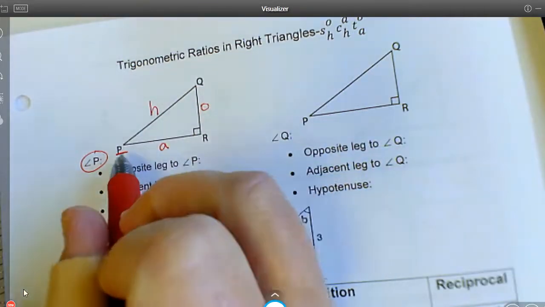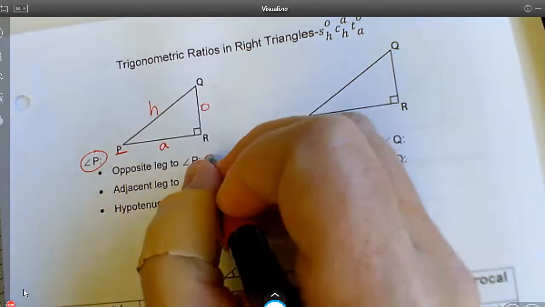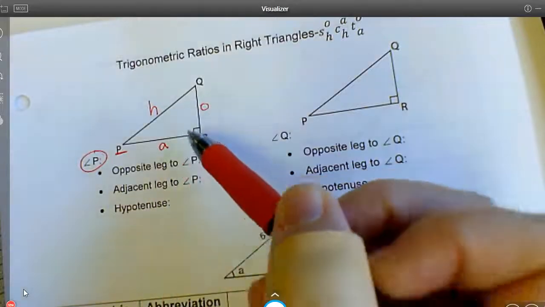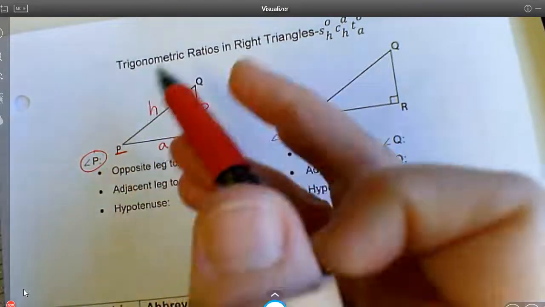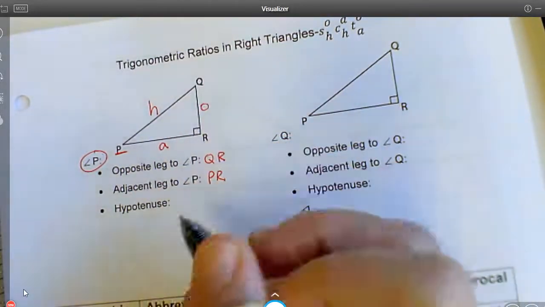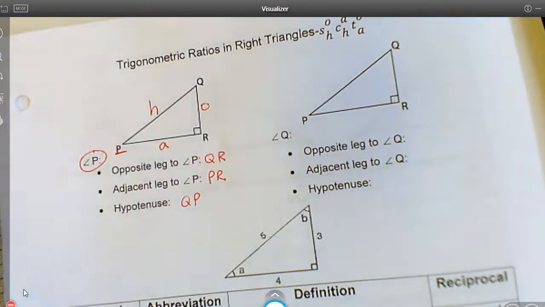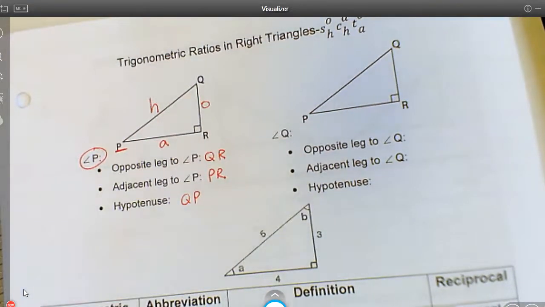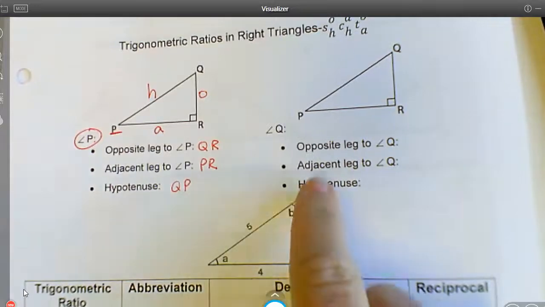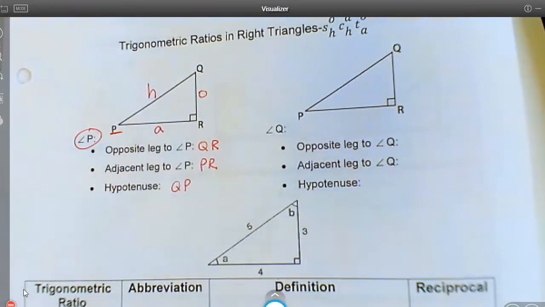So, the opposite leg to angle P is QR. The adjacent leg to angle P is PR. And the hypotenuse is QP or PQ, whichever way you want to write it. So, try the same thing with angle Q. Figure out what the opposite, adjacent, and hypotenuse is for angle Q.